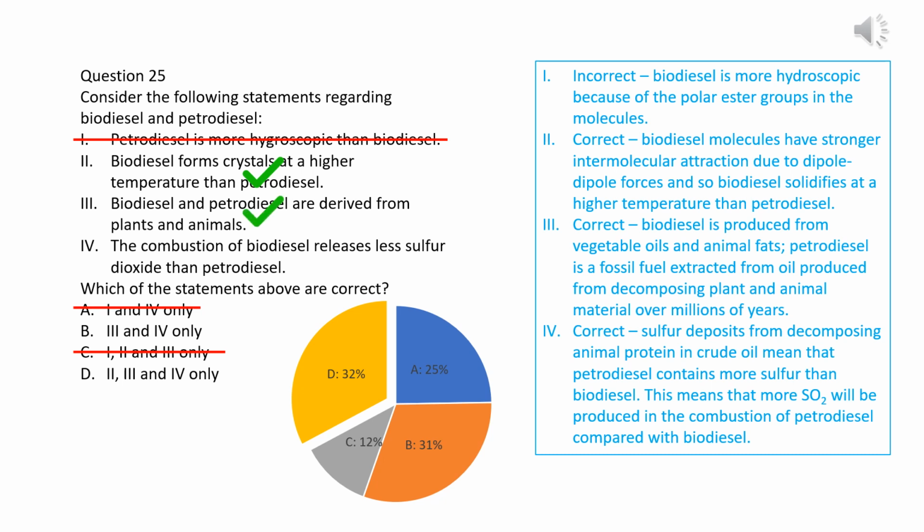Petrodiesel is a fossil fuel extracted from oil produced from decomposing plant and animal material over millions of years, so the third is correct. Sulfur deposits from decomposing animal protein in crude oil mean petrodiesel contains more sulfur than biodiesel. This means that more sulfur dioxide will be produced in the combustion of petrodiesel compared with biodiesel, so the fourth is correct. Finally, only D is correct.